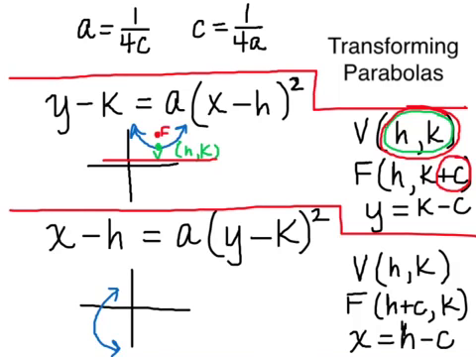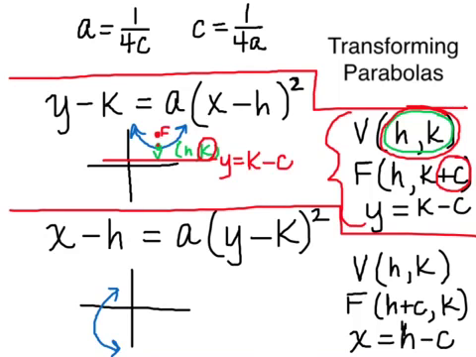Then, to get to the directrix, which is below the vertex there, you're going to subtract an amount of c from the vertex. And so that is going to be the horizontal line, y equals, exactly whatever the k value was, or the y value of the vertex, minus the c amount, that is that distance between the vertex and the directrix. So that is where these formulas come from. So it's better to create them rather than memorize them.